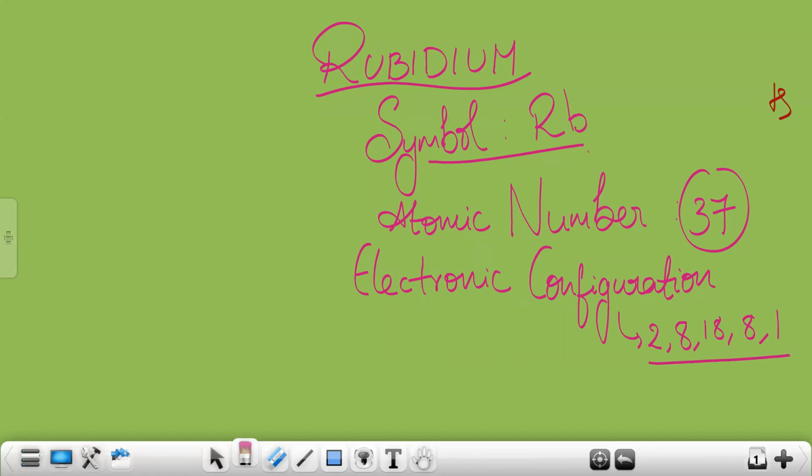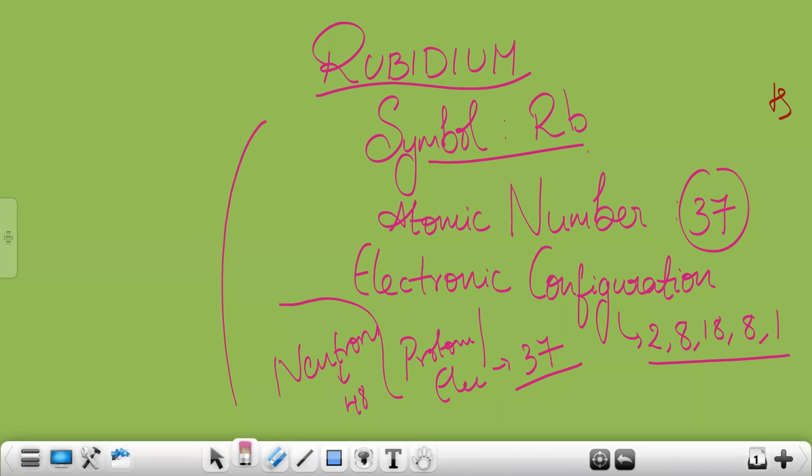Ma'am, repeat the electronic configuration. The electronic configuration is 2, 8, 18, 8, 1. The number of protons and electrons are the same, 37. And the number of neutrons is 48.